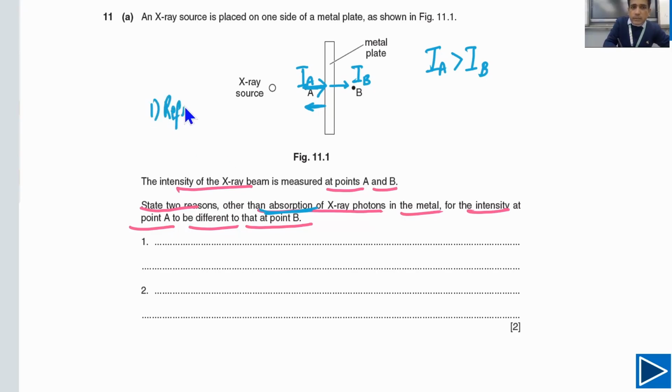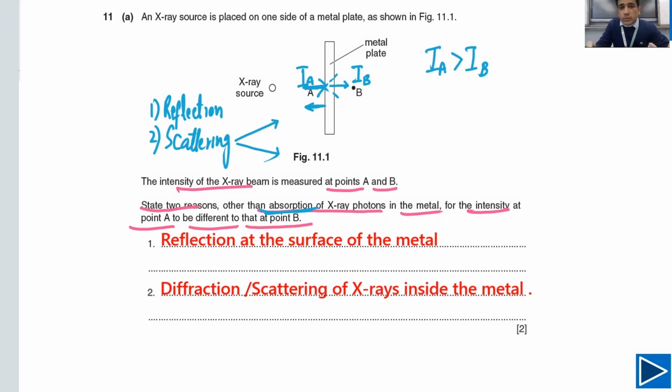So what is the second possible reason? One is reflection. Here you can see there is a change of media, so there will be reflection. And the second possible reason can be scattering. Scattering inside means X-rays inside this metal will scatter. This is how you can answer part A. Let me go to the next now.